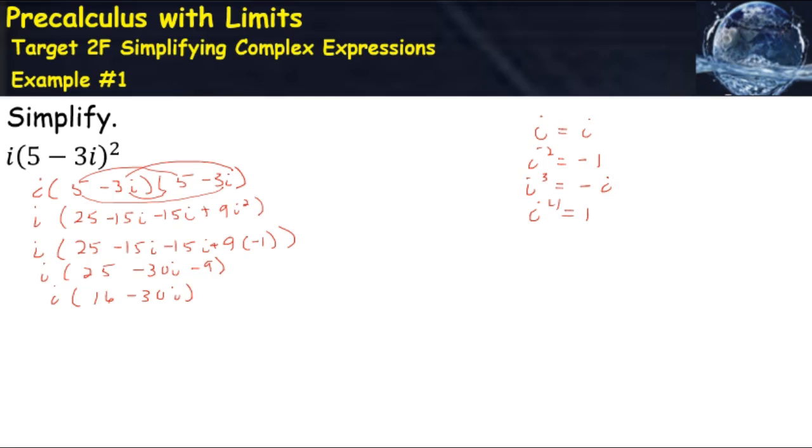But now I have to distribute this i through, and I get 16i, and then minus 30i squared. But don't forget, i squared is -1. So I have 16i minus 30 times the -1, which is 16i plus 30. But we need to write it in the form 30 plus 16i.